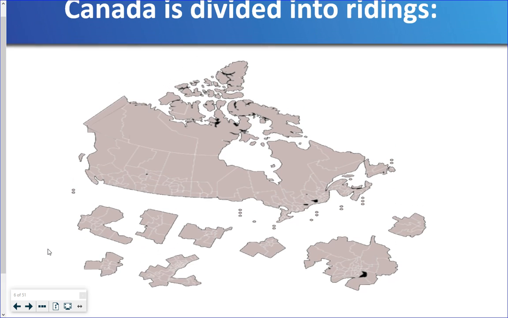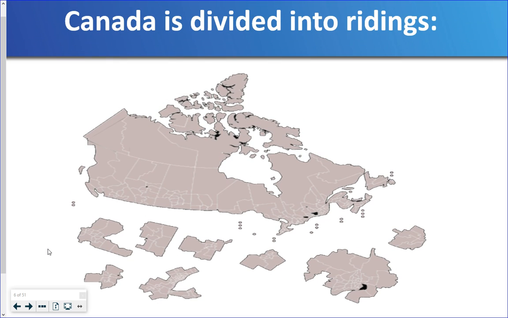So Canada ultimately is divided into 338 electoral districts, constituencies, ridings. They are approximately created depending on population. Roughly around 100,000 people live in every riding. There are a number of exceptions. For example, Nunavut and Northwest Territories and Yukon have much fewer than 100,000 people, but each of those territories do have a seat.